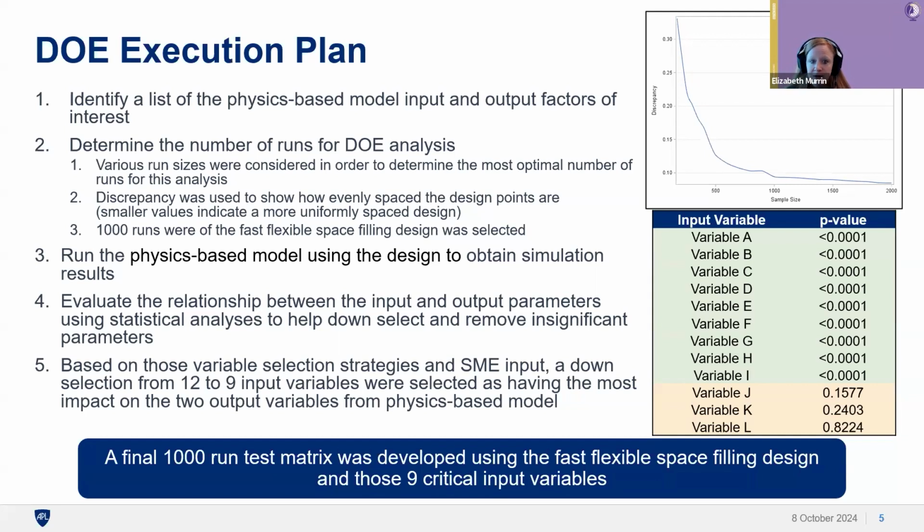And then what we did was use variable selection strategies to help down select and remove any parameters that we thought were insignificant. And we did that both with those strategies and working with our engineers as well, since they have a really good insight on what parameters they thought would be really important and would need to include. So based on those conversations and that variable selection strategy, we started out with a total of 12 input parameters, and we ended up getting it down to 9 variables that we found to have the most impact for our physics-based model. So then we ultimately came up with 1,000 test run matrix developed with those 9 critical input variables.